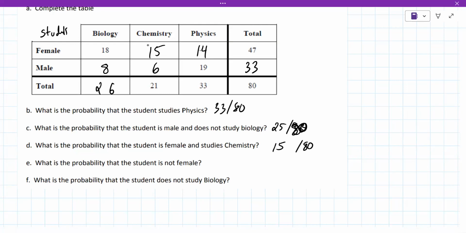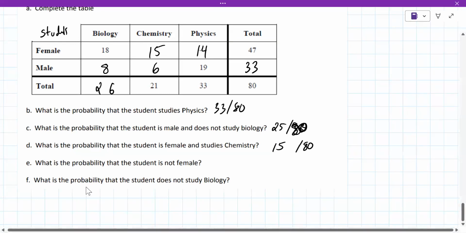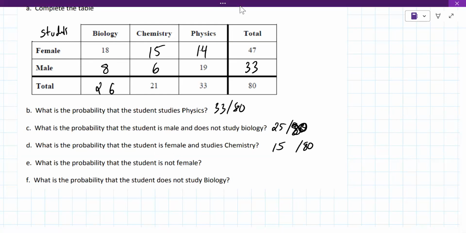Okay. The issue, I guess, is just being comfortable with this idea that unless it tells you to restrict it to a male, like a row or a column, if it doesn't say anything like that, it's always out of the total. And the word "and" is kind of a keyword that it's out of the total.